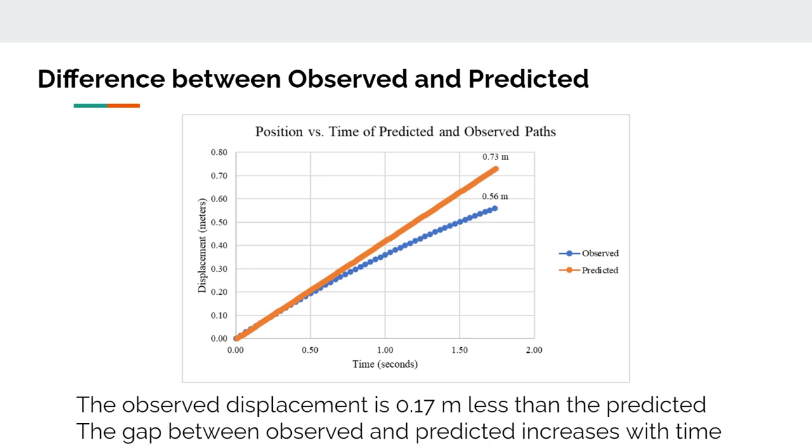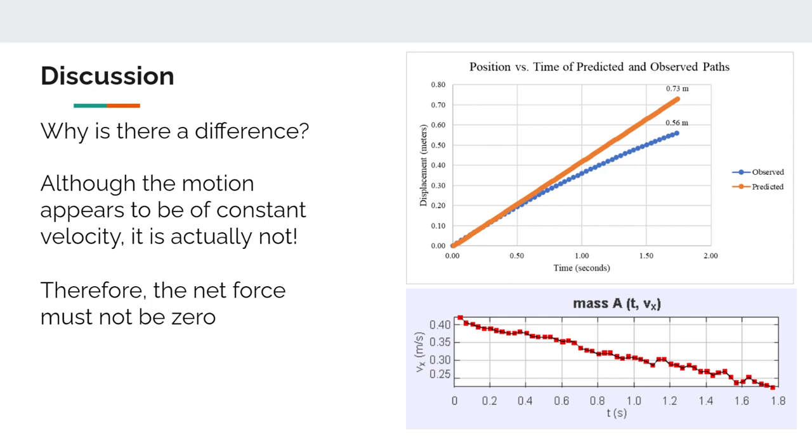And well, what does that mean? That means we have a non-zero net force, which was not what we had wanted. And so again, we can see in my velocity from the tracker, I used the initial, but you can see it decreases, meaning there was in fact a net force that was not zero.